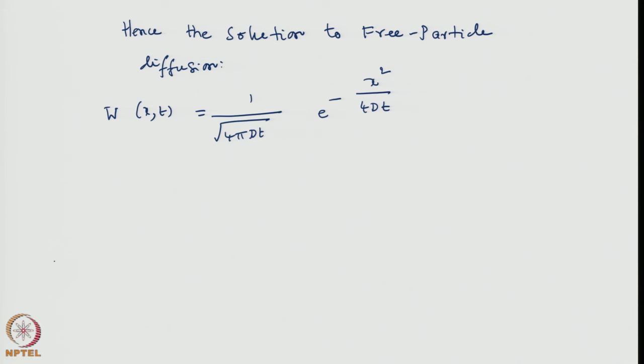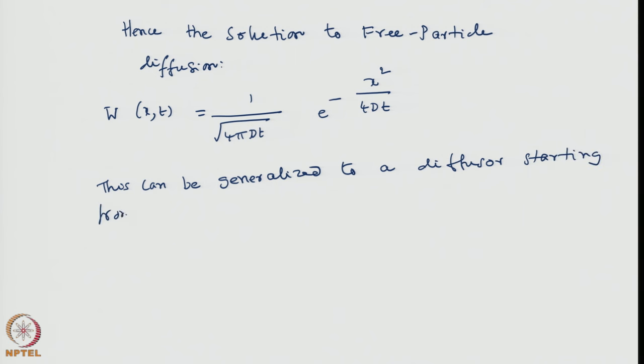It is easy to see that this solution, where we started at the origin at t equal to 0, can be generalized to diffusers starting from any point, from a point x equal to x naught, located at some time t naught. It need not be 0 all the time.